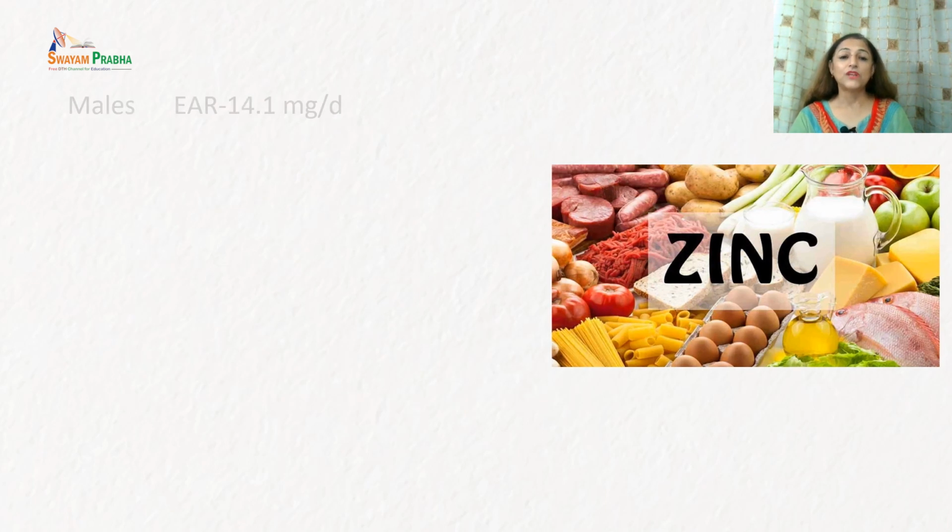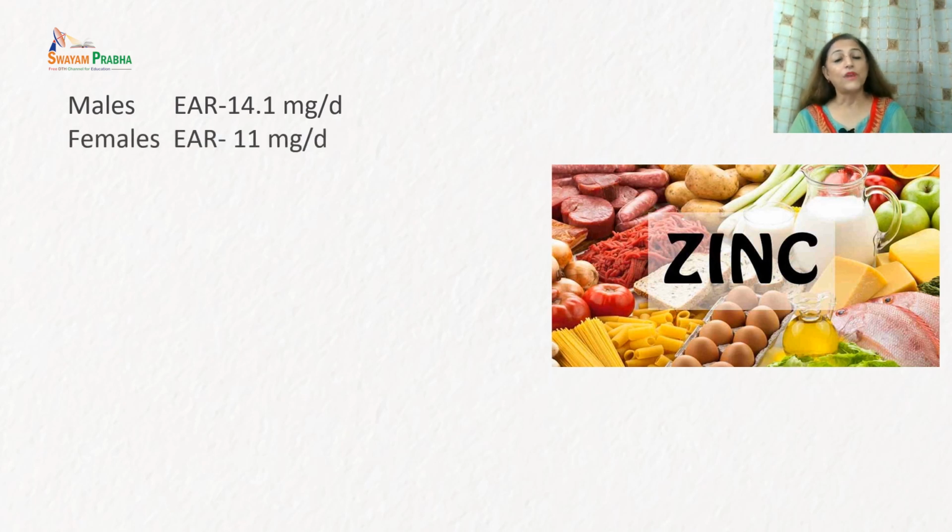So the elderly people are shown to be in good zinc balance in spite of having low levels of zinc in their diet. An estimated average requirement of 14.1 milligrams is suggested for men and around 11 milligrams for females, and an RDA of 17 milligrams is suggested for men and 13.2 milligrams is recommended for an elderly woman.